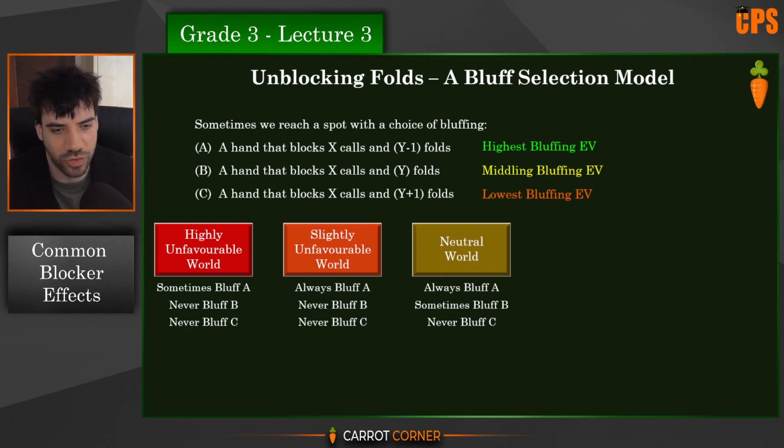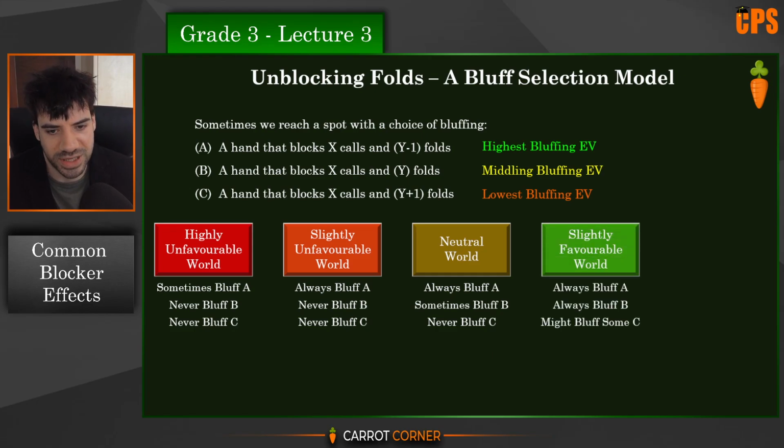In these neutral worlds, you'll sometimes be able to bluff category B hands as well. In fact, in a neutral world, by definition, the EV of bluffing an average caliber bluffing candidate is 0. Therefore, the EV of bluffing category A hands is winning and C is losing. So you shouldn't bluff C in a neutral world.